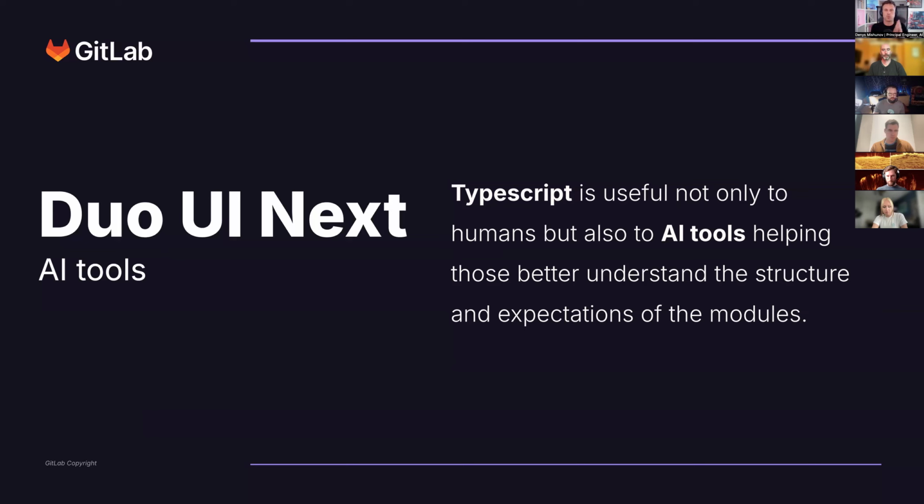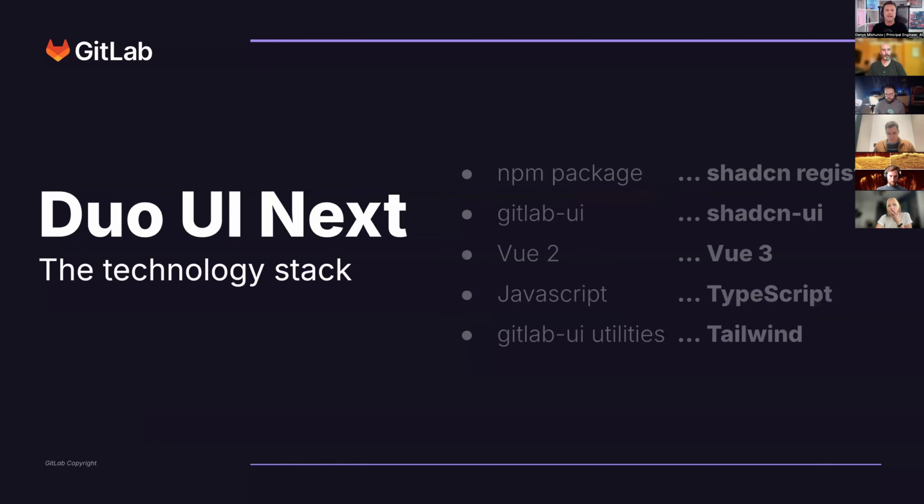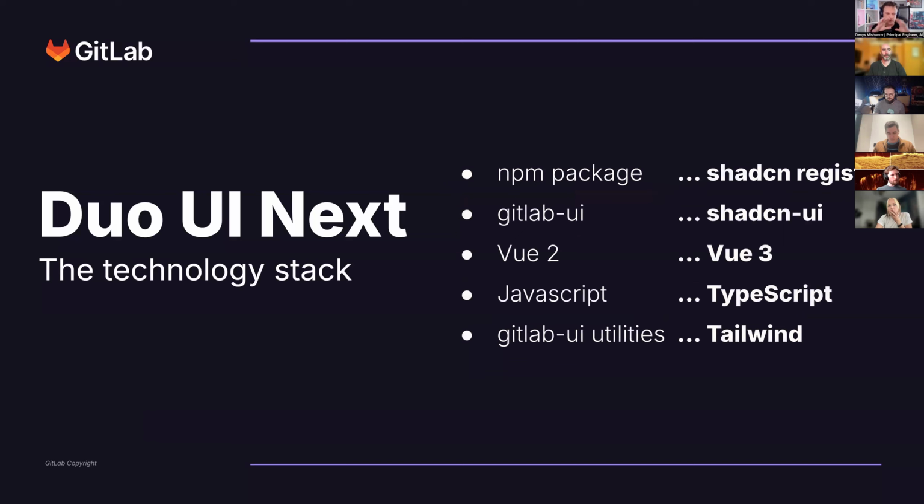TypeScript. This is one more piece of the puzzle, right? I said we have to move from JavaScript to TypeScript. TypeScript is useful not only for humans, but also for AI tools to better understand the structure and expectations of the modules. That, again, solidifies the way we present code to the AI tools, and they will be able to respond and give you help much quicker.